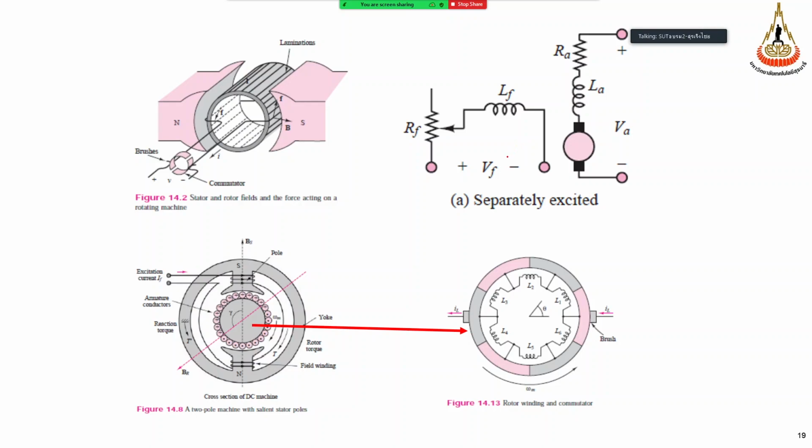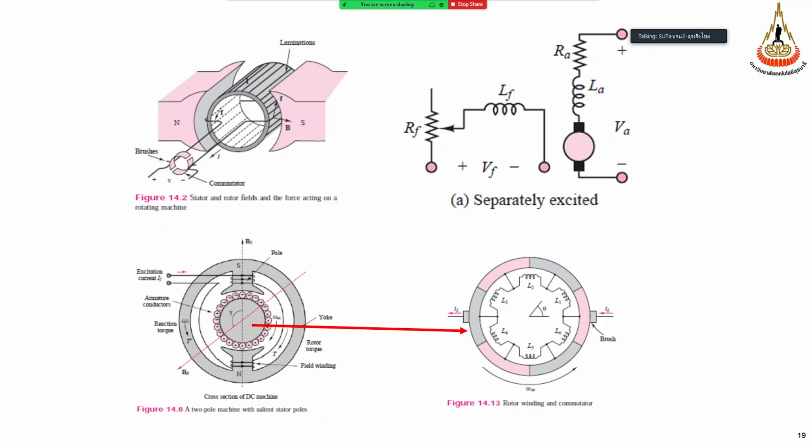And if we draw the circuit to include the inductance of this coil and the resistance of this coil, they will be in terms of RA and LA, right? This is the resistance of the armature winding, and this is the inductance of the armature winding, and this is the induced voltage here. This is the equivalent circuit, right? In fact, this is the coil with resistance, with inductance, and it also has the induced voltage inside this coil.